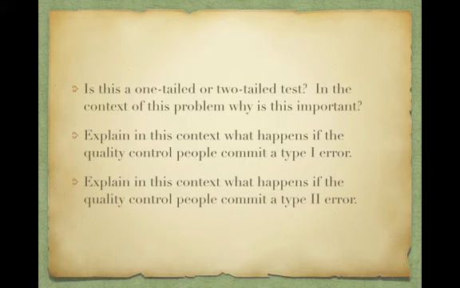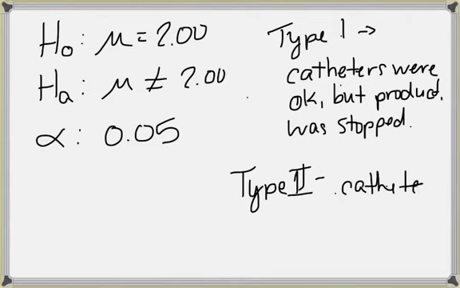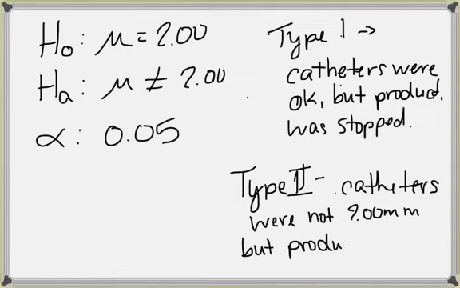Explain in this context what happens if quality control commits a type 2 error. So on this one, for type 2, remember type 2 is the null hypothesis is false, but we fail to reject it. So in this case, catheters were not 2 millimeters, but production continued.